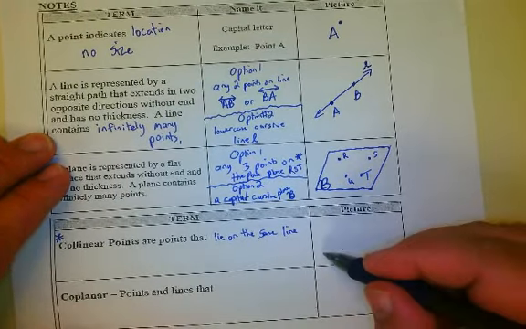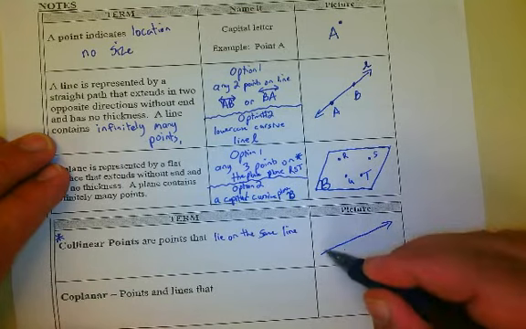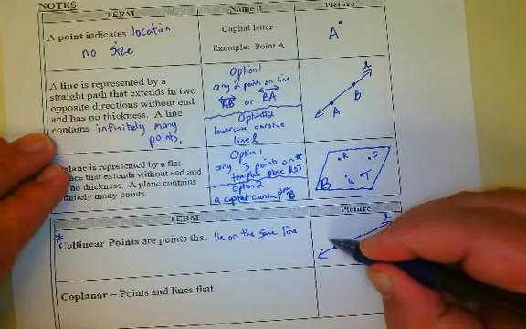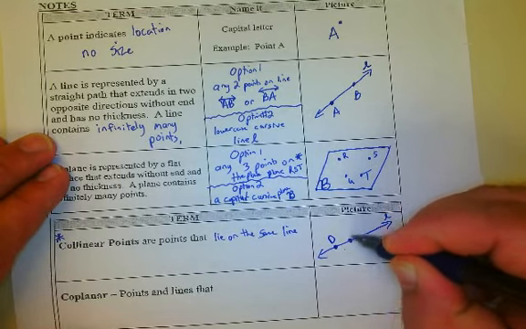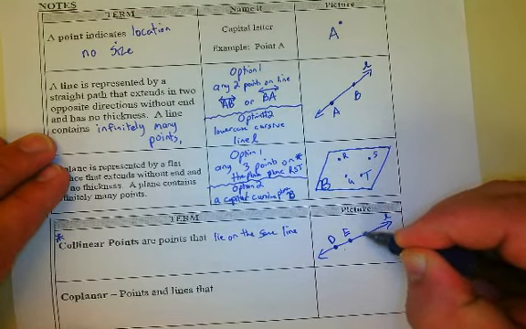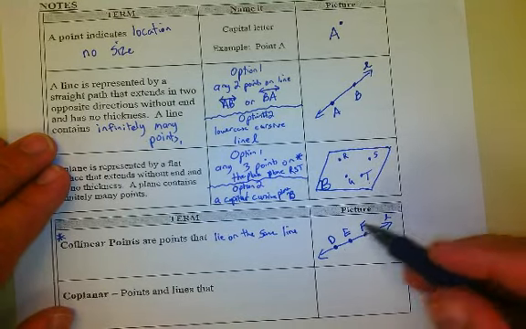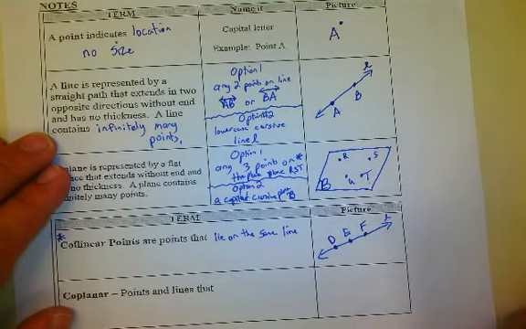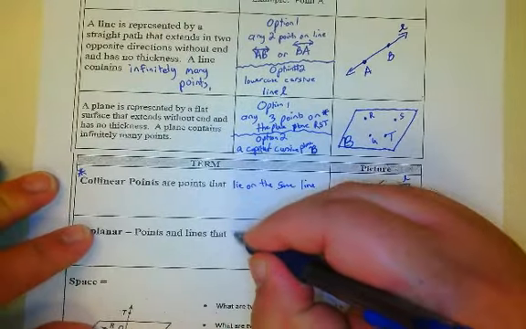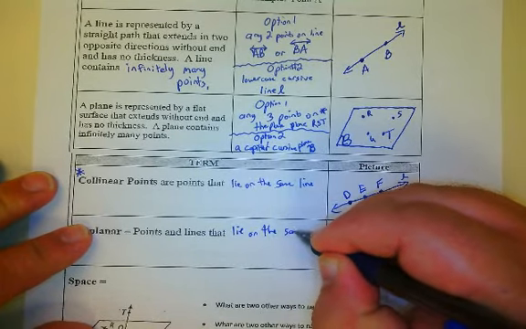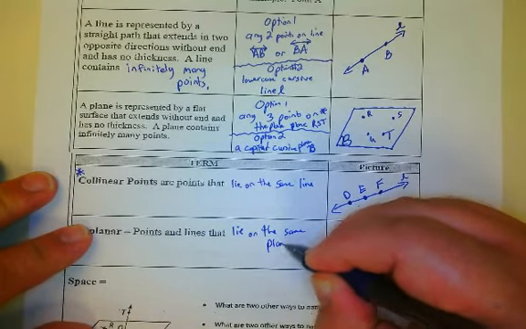An example of that would be, let's draw a line. Let's make this line L again. And let's call this point D, point E, and point F. Alright, and so these points are collinear. They're all on the same line. Coplanar are points that lie on the same plane.